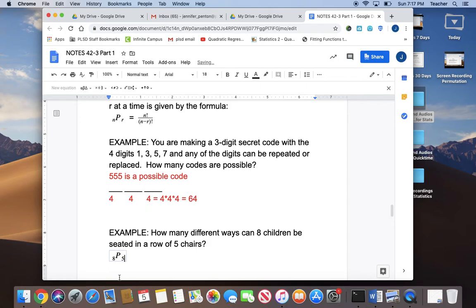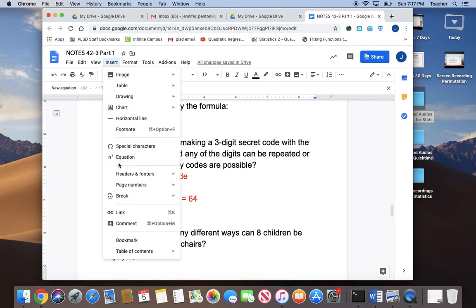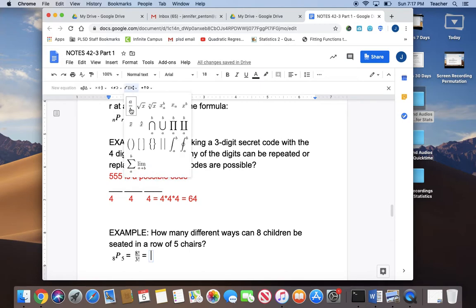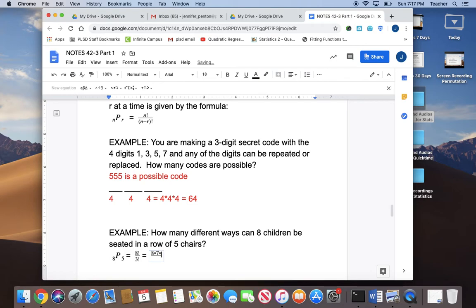So that's 8 permute 5. And the formula says that's going to be 8 factorial over n minus r, so 8 minus 5, which is 3 factorial. So to solve that, remember 8 factorial is just 8 times 7 times 6 times 5 times 4 times 3 times 2 times 1. So 8 times 7 times 6 times 5 times 4 times, and instead of writing 3 times 2 times 1, I'm just going to write 3 factorial because that's what 3 factorial is.